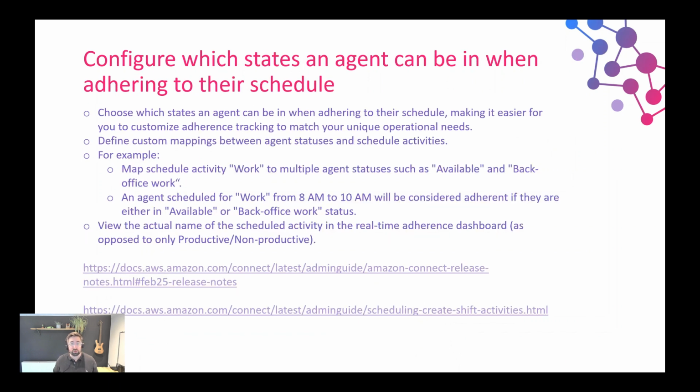This one is around forecasting, capacity planning, and scheduling. One that we've been really keen to see come along for a couple of our customers that use FCS. It allows you to choose which states an agent can be in when adhering to their schedule. So, for example, if you have an activity in their schedule called work, you can now map multiple agent statuses to that. So you could be in an available status, or back office work, or outbound work, or whatever you want it to be. All of those can map to that single work schedule activity, and you will be in adherence.